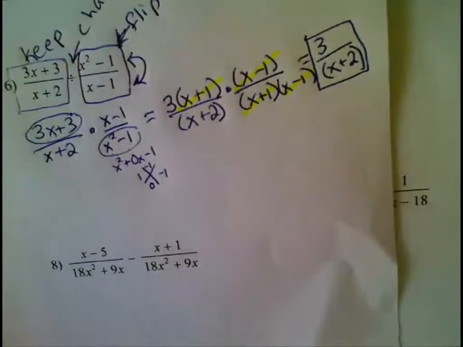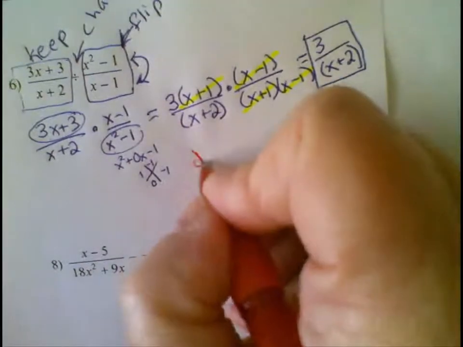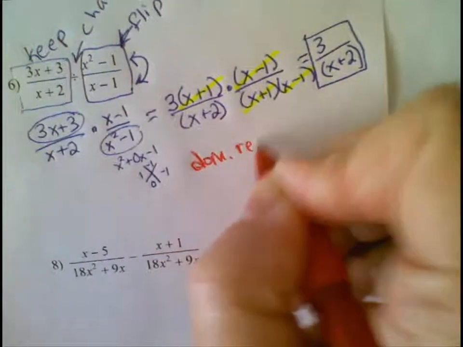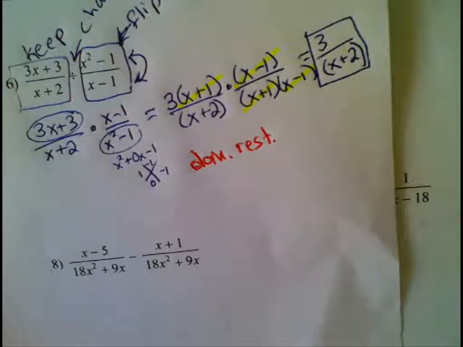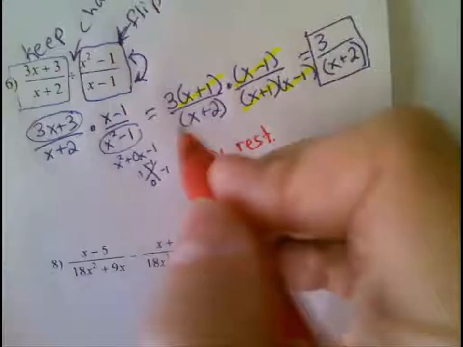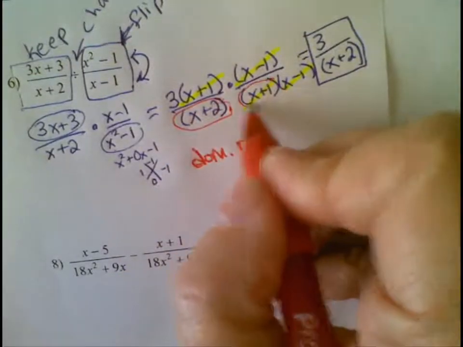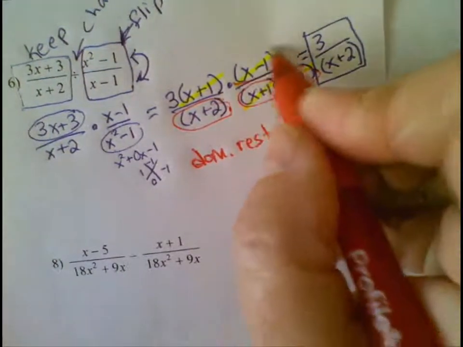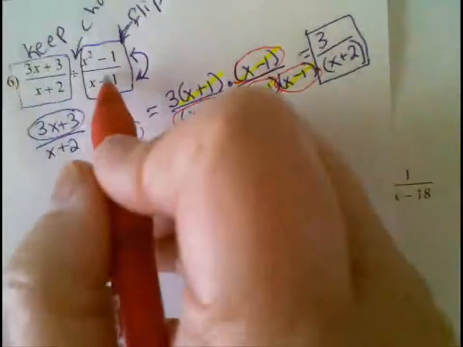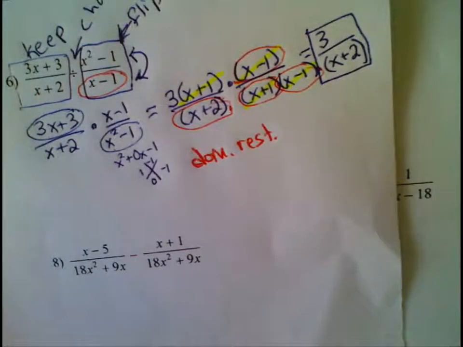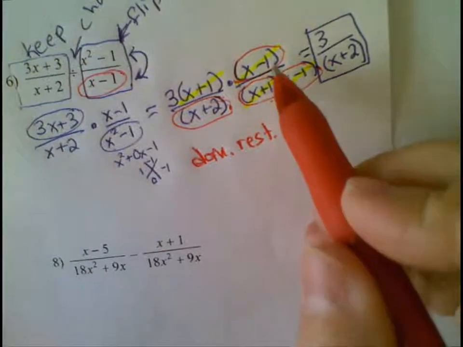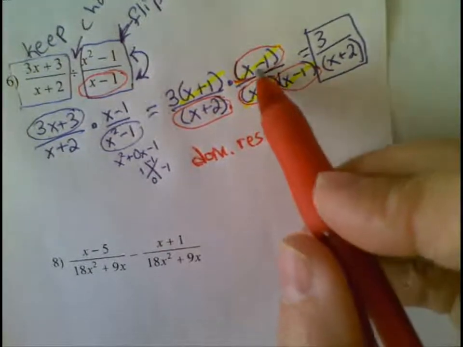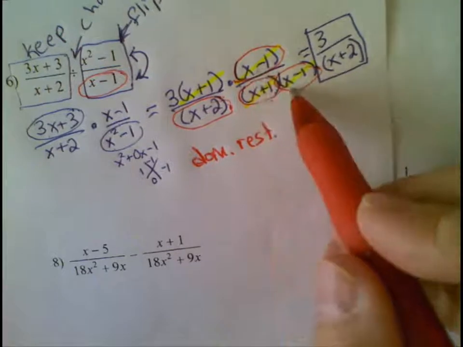But we have to consider domain restrictions. Now, for domain restrictions, we know we need to consider anything that's in the denominator. But we have to think about anything that has ever been in the denominator. So, of course, we have this, and we have this, and this. Those are all in the denominator. But this x minus 1 used to be in the denominator right here. At the very beginning, it was in the denominator. So because we flipped that second fraction, we have to consider the denominator and the numerator of the second fraction. In this case, that x minus 1 is in both places, so it's not going to make a difference.